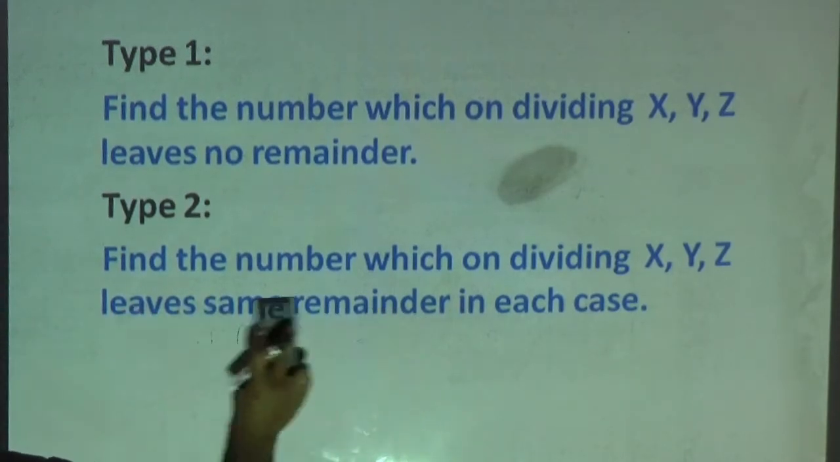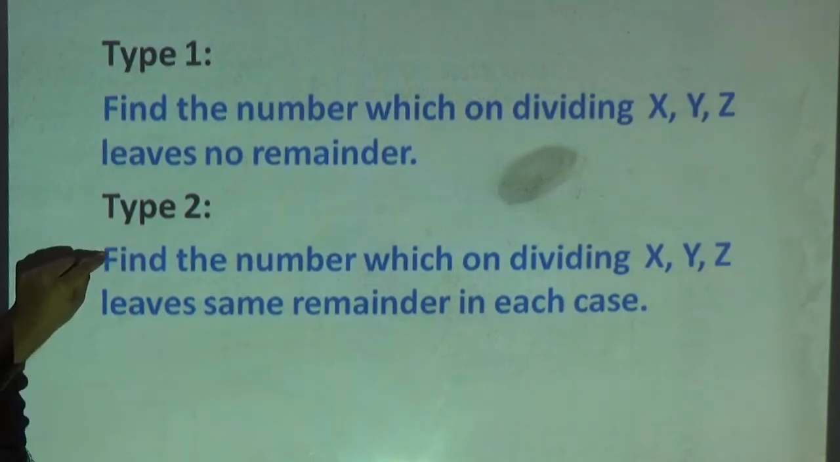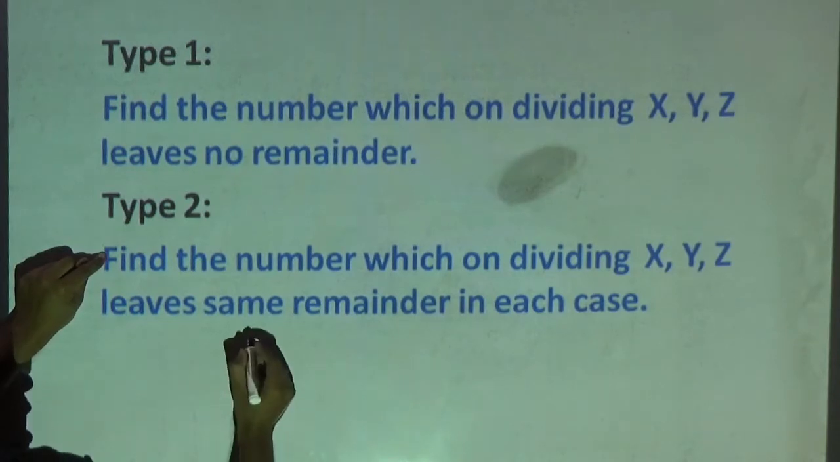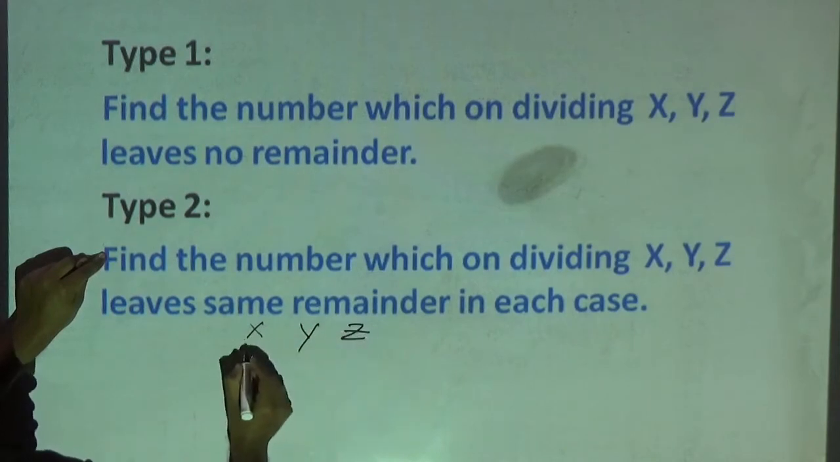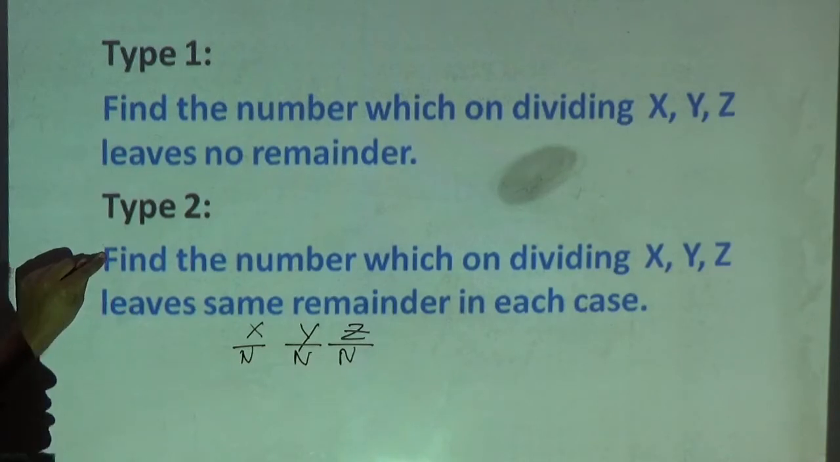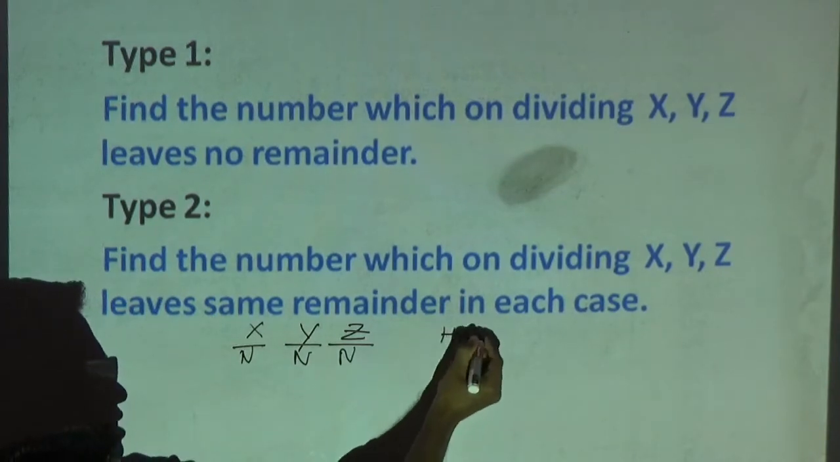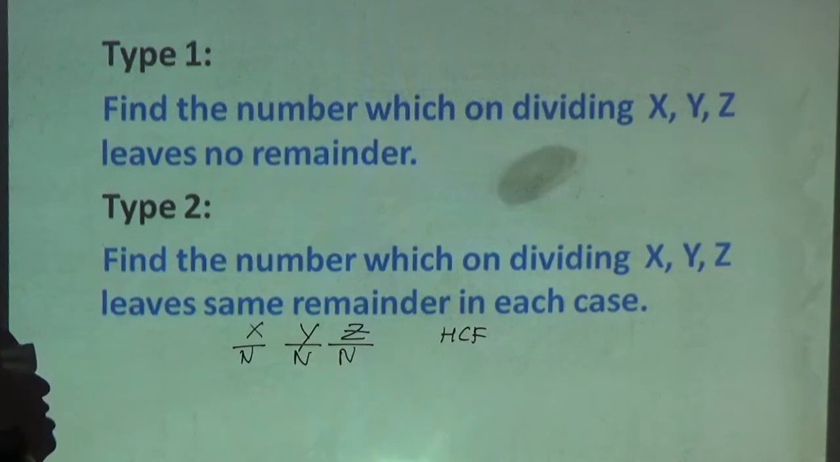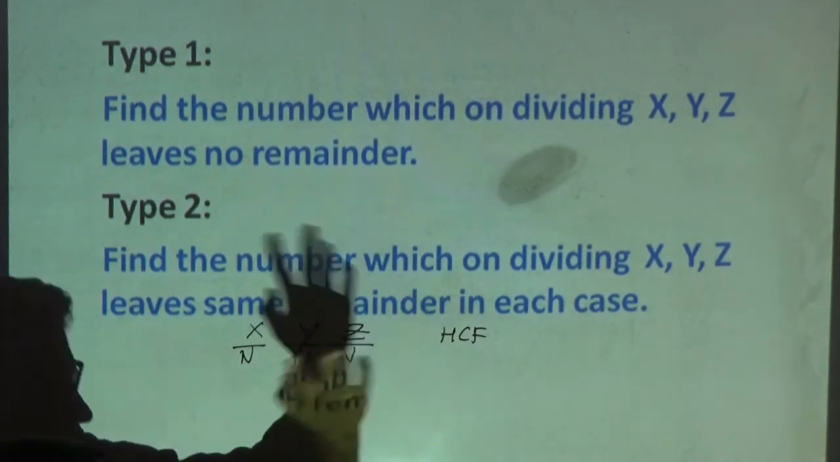Now, another type, type 2, please observe here. Find the number on dividing x, y, z. So I am dividing x, y, z by that number. The number that I require is in the denominator. Therefore, I am going to find out HCF. So the confusion between HCF and LCM is eliminated. The number that I want, if it is in the denominator, means you have to find out HCF.